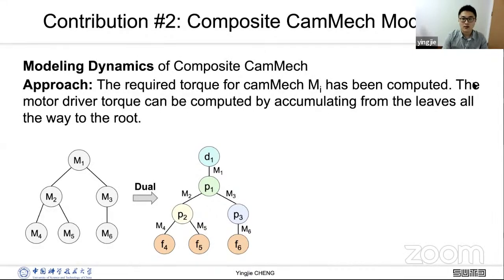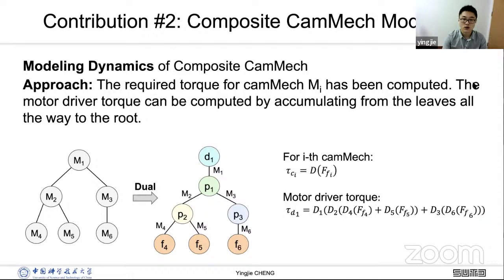And for dynamics, the goal is to compute the motor's required torque to drive the whole composite CamMech under workloads. We can use a similar method by calculating from the tree structure. The required torque can be computed by accumulating from the leaves all the way to the root.